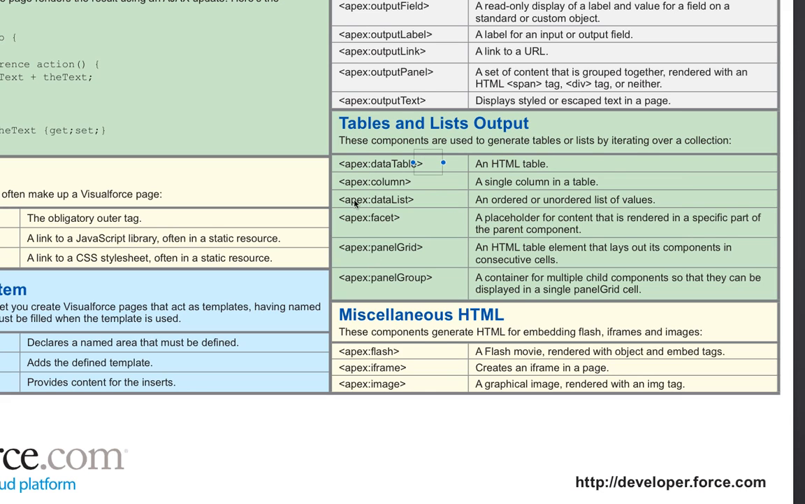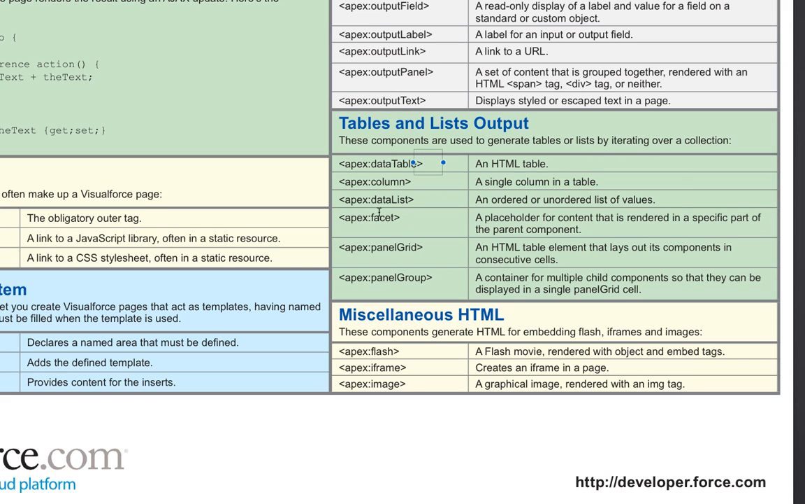And Apex output tag is useful for displaying the text values on the page. I think in the current scenario we have not used output text. We are simply displaying this. But I can also use Apex output text, and I can pass this variable as value to this output text tag, so that it will display the content on the page.